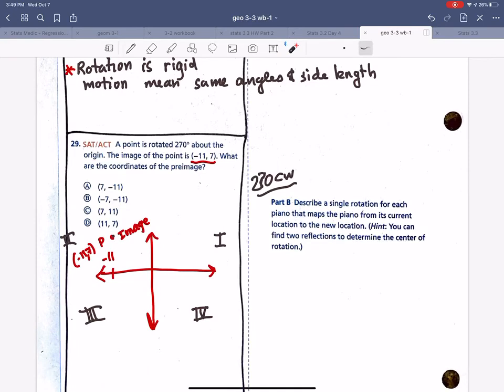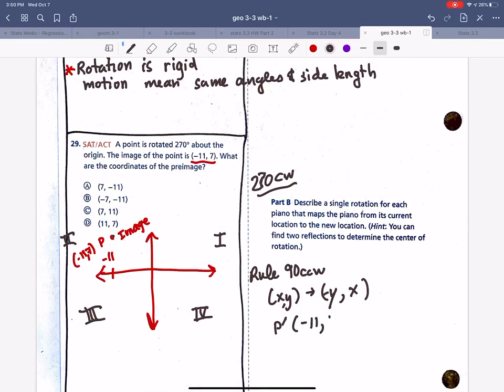So I'm going to switch the X and the Y. The rule is the same as 90 counterclockwise, which means I switch the X and Y, and the Y is negative. Okay, let's see if that works. So I did have point P prime was (-11, 7). So if I switch the X and the Y is negative, I'm at (-7, -11).